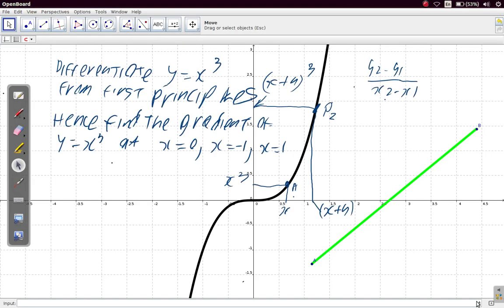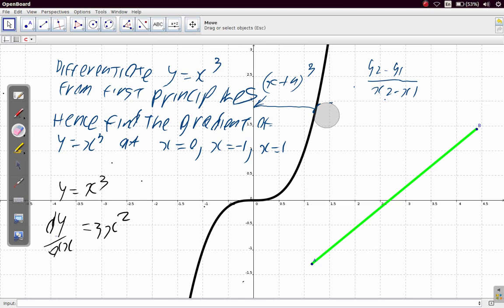So dy by dx is 3x squared. That is when y is equal to x cubed. Alright? So, having differentiated x cubed from first principle, we can now find the gradient of the curve at certain points. So let's go ahead and do that.